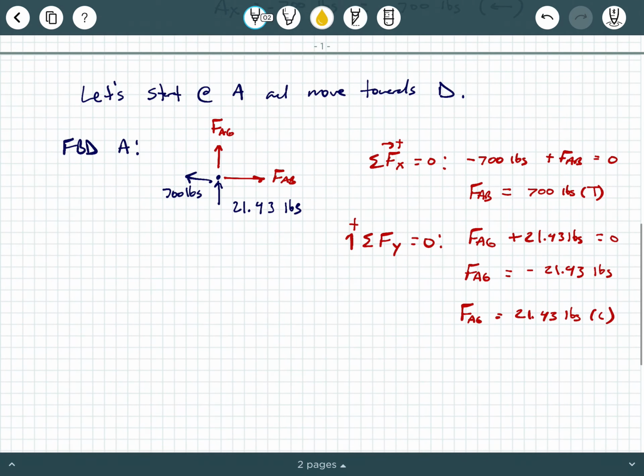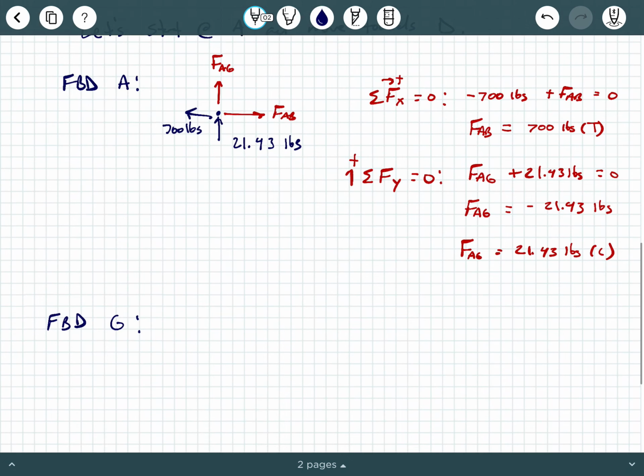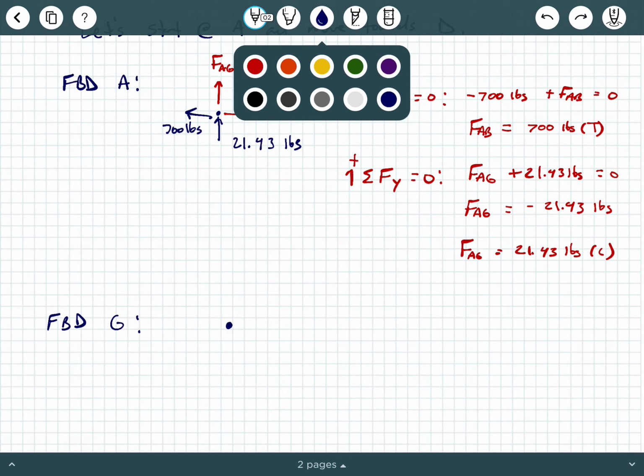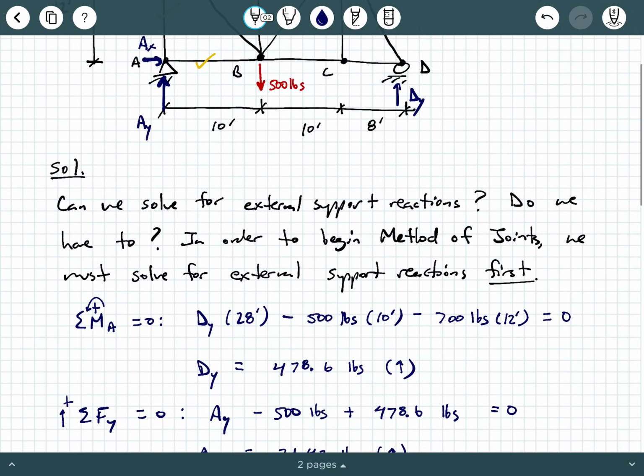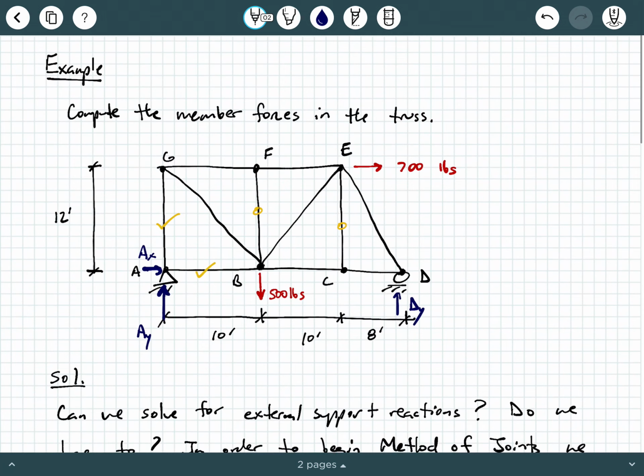So I'm going to say, let's look at a free body diagram of joint G, okay? And so when we have joint G, we have an unknown, let me color coordinate. We're going to have an unknown force here, an unknown force here. And remember, we know the force in AG right now, right? It's this right here, and it's 21.43 pounds, okay? So that's kind of what we have now.